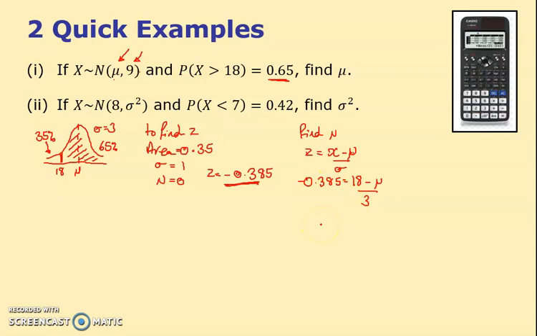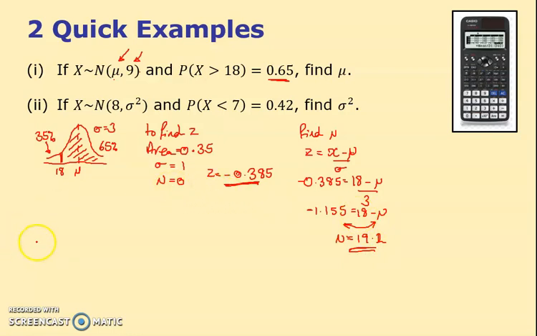So you've got to go to menu 1 here. You've got to get out of that calculator mode. Minus 0.385, I'm going to times by 3. There's a chance of a little error there if I'm not careful, I suppose. But I've got minus 1.155 is 18 minus mu. And my gut feeling is I'm going to move those around. It becomes a plus. So 18 minus that number, and I get obviously 19.155 or 19.2 I suppose to 1 dp.